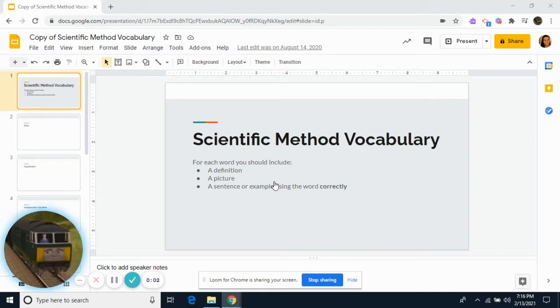All right, welcome to the scientific method vocabulary, which I made a long time ago, actually at the beginning of junior year. I was going to upload that part yesterday, but I was in the middle of something. All right, here we go with this one. For each word, you should include a definition or a picture or a sentence or example using the word correctly.